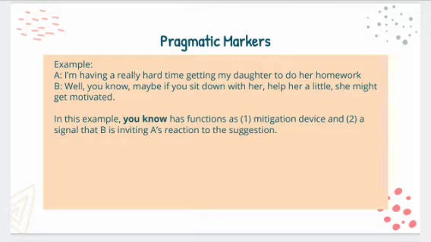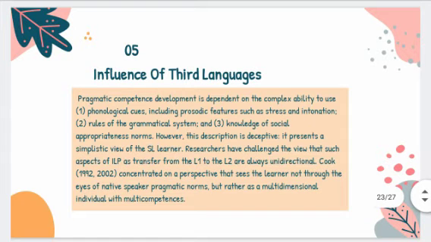In this example, well functions as a mitigation device and a signal that B is inviting a reaction to the suggestion. And then influence of third languages. Pragmatic competence development is dependent on the complex ability to use phonological cues, including prosodic features such as stress and intonation, rules of the grammatical system, and knowledge of social appropriateness norms.